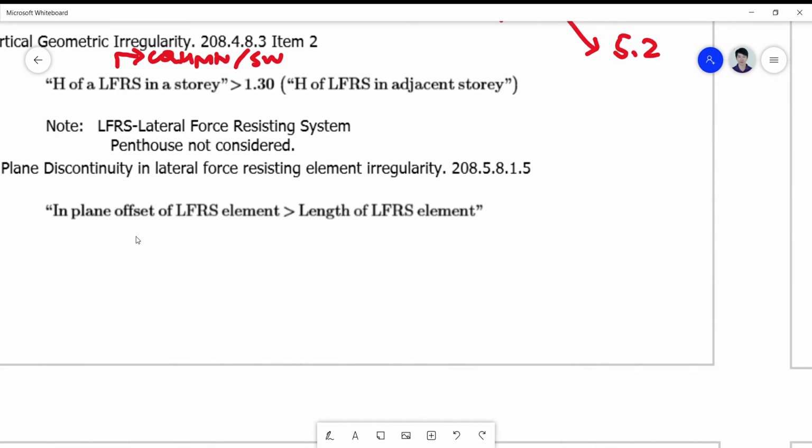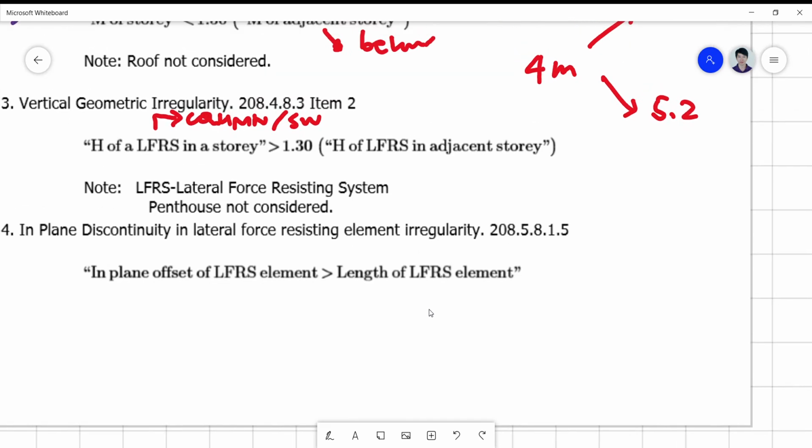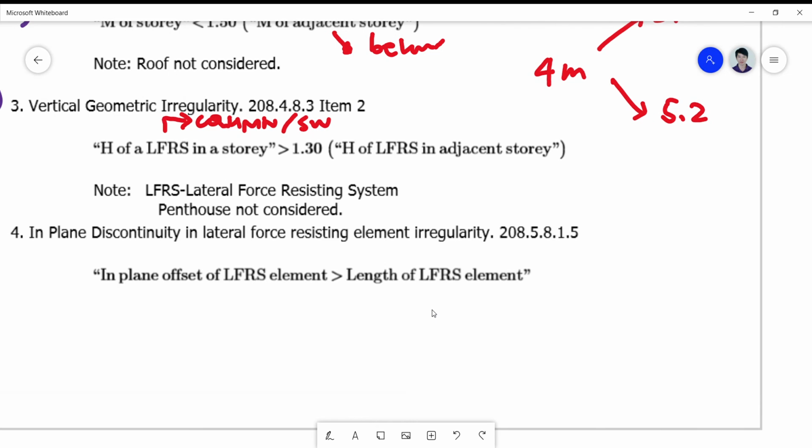Okay, the in-plane offset of LFRS must not be greater than the length of the LFRS. I'd like to remind you, class, that these conditions that I set forth here in my lecture simply state that if this is satisfied, then you have an irregularity. If it is not satisfied, then you are safe.